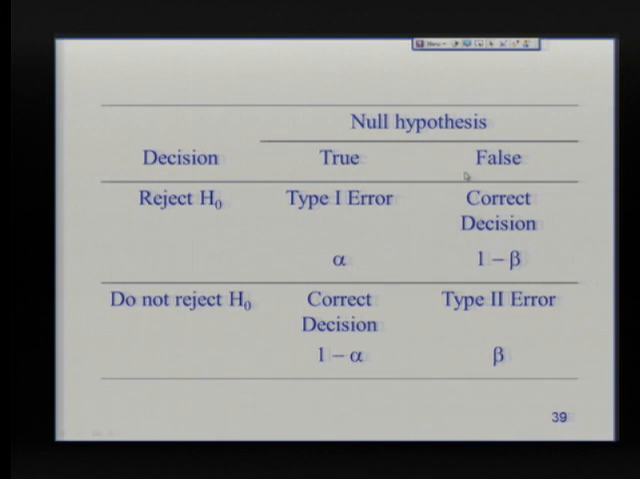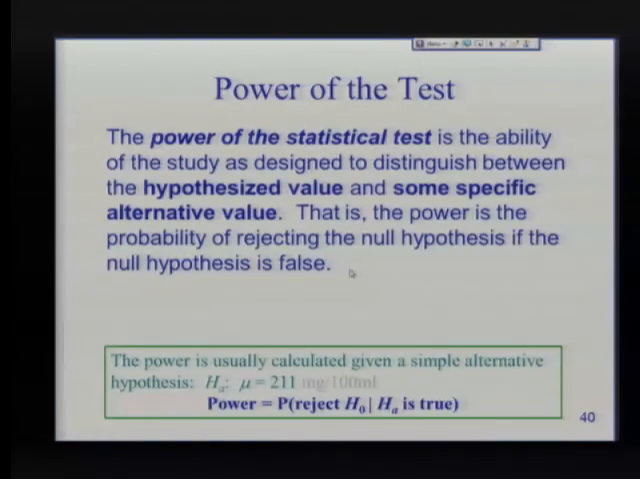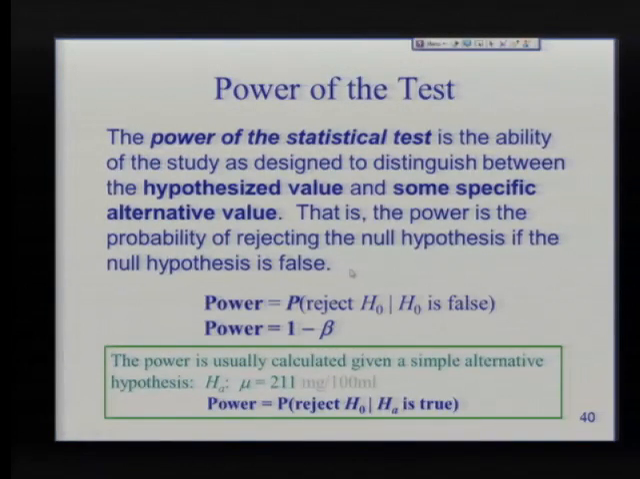When the null hypothesis is not true, you reject it, right? Or the alternative hypothesis is true, and you support it. And it is actually related to sample size calculation.